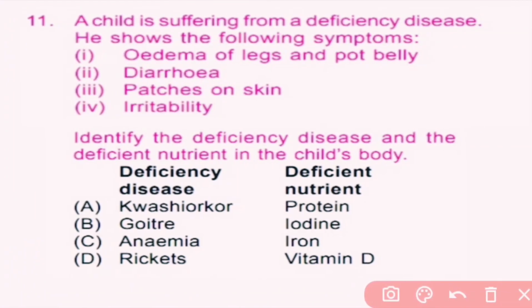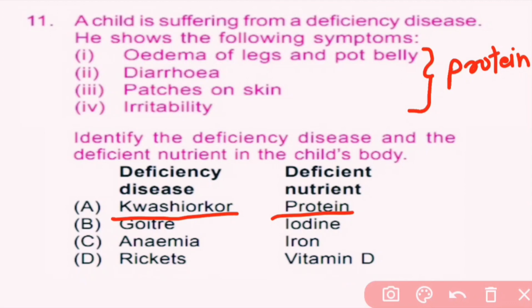Let's start with question number 11. A child is suffering from a deficiency disease. He shows the following symptoms: 1. Edema of legs and pot belly. 2. Diarrhea. 3. Patches on skin. And 4. Irritability. Identify the deficiency disease and the deficient nutrient in the child's body. All these symptoms show the deficiency of protein, and deficiency of protein causes kwashiorkor. So here A is the correct answer.